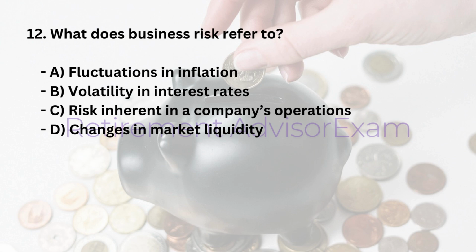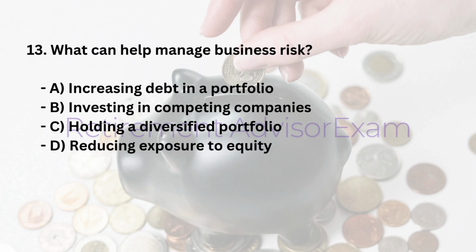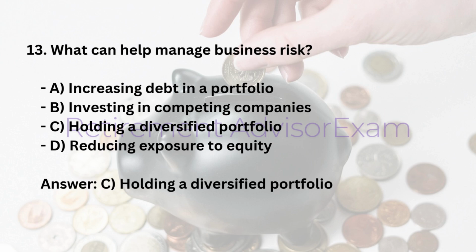12. What does business risk refer to? A. Fluctuations in inflation. B. Volatility in interest rates. C. Risk inherent in a company's operations. D. Changes in market liquidity. Answer: C. 13. What can help manage business risk? A. Increasing debt in a portfolio. B. Investing in competing companies. C. Holding a diversified portfolio. D. Reducing exposure to equity. Answer: C. Holding a diversified portfolio.